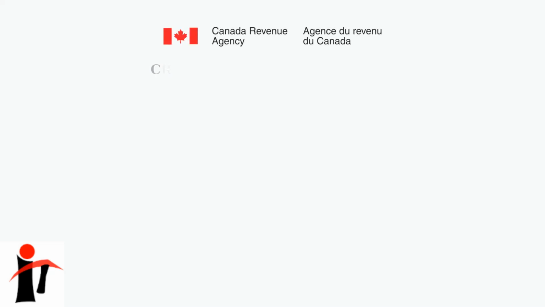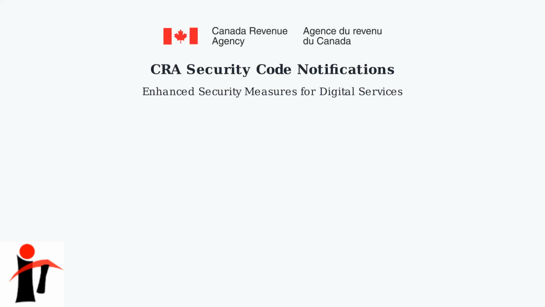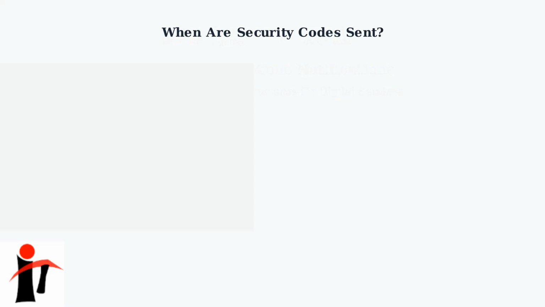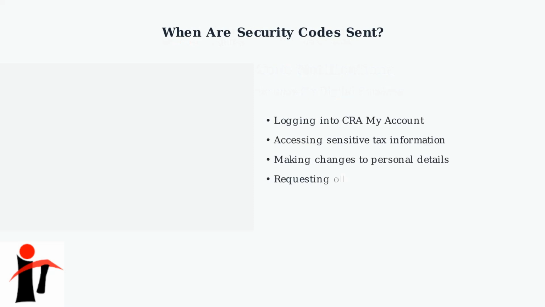The Canada Revenue Agency uses security code notifications as an important part of their digital security measures, especially with increasing cyber threats targeting taxpayers. Security code emails are automatically triggered in several specific situations. These include when you attempt to log into your CRA My Account, when accessing sensitive tax information, or when making changes to your personal details. They're also sent when you request official documents from the CRA, or when the system detects unusual login patterns that might indicate unauthorized access attempts.